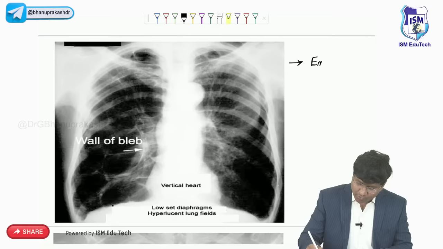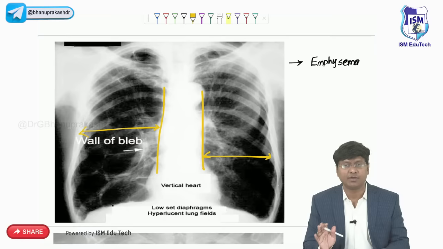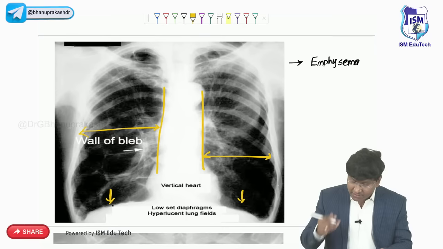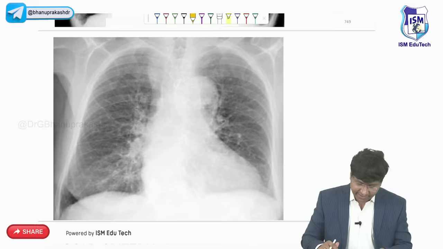So, what will be the picture in case of emphysema? You will have bilaterally hyperlucent lung fields, and a vertical or tubular heart. Actually, the heart will not become vertical or tubular. It is the abnormally, irreversibly dilated lungs that overlap the heart, and once they overlap, the heart looks vertical or tubular. And there will be a low set diaphragm, because the abnormally, irreversibly dilated lungs compress the diaphragm. That is what is called the low set diaphragm. And next important is this particular X-ray.